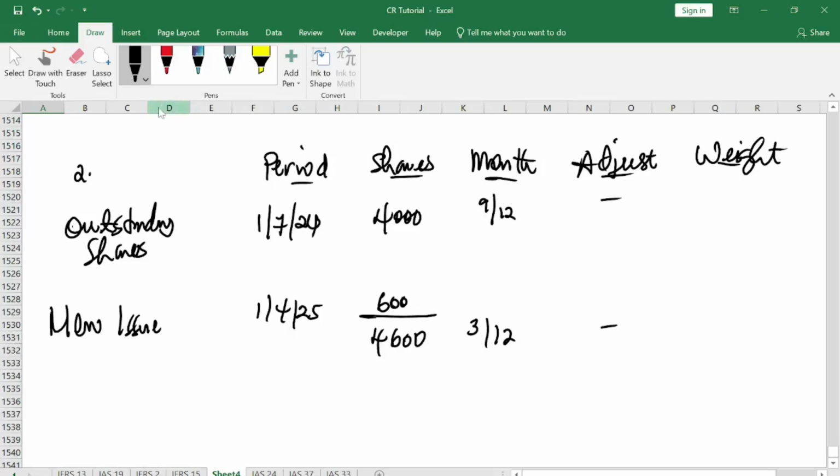So when you are done, this one gives you 3,000. This one gives you 1,150. So when you add it, you have 4,150. So this becomes your weighted average number of shares after reversal.